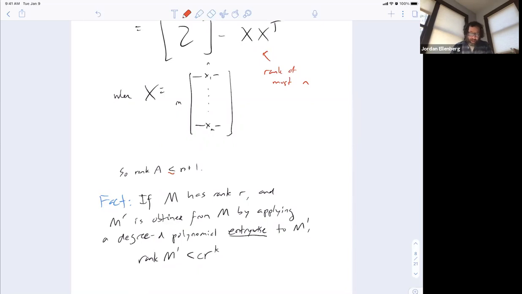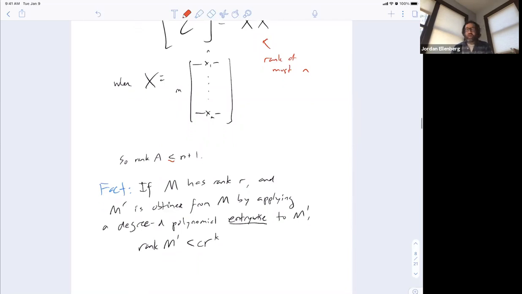Again, I'm going to be sloppy about constants, but if you start with a matrix of rank R and you apply a degree k polynomial to each entry, and by the way, I mean the same polynomial to each entry, so I pick a polynomial and then apply it entry-wise, then the rank of the resulting matrix basically gets raised to the k power at worst. So for instance, if I take a matrix and I square every entry, its rank is going to at worst square.